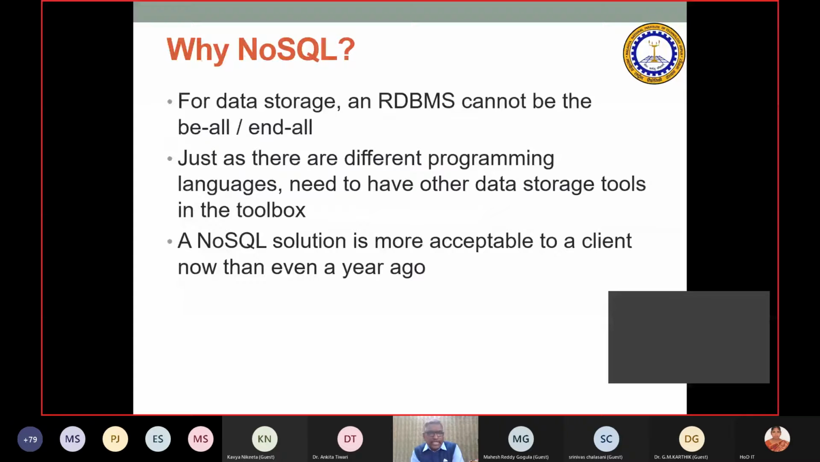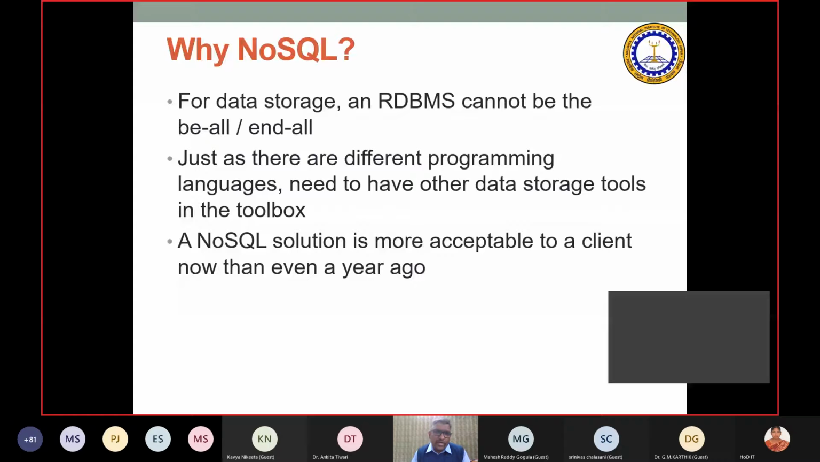So data storage in RDBMS cannot be the end all, and it cannot be the all in all, right? As there are different programming languages, we also need to have different storage tools, right? So earlier NoSQL was not acceptable, but now, compared to the last few years, the NoSQL solution is definitely more acceptable.